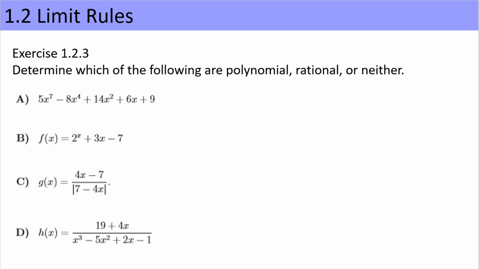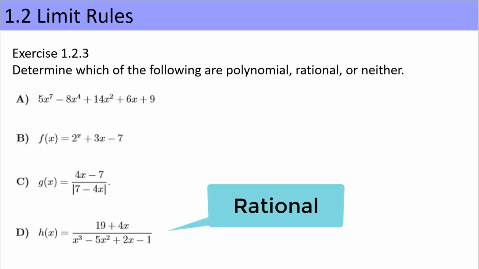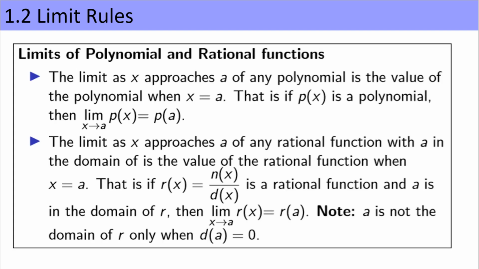And then let's look at D. h of x equals the quantity 19 plus 4x divided by the quantity x cubed minus 5x squared plus 2x minus 1. The numerator is a linear expression, which is a polynomial, and the denominator meets all the requirements of a polynomial also. So we have a ratio of polynomial over polynomial, which tells us it is a rational function.